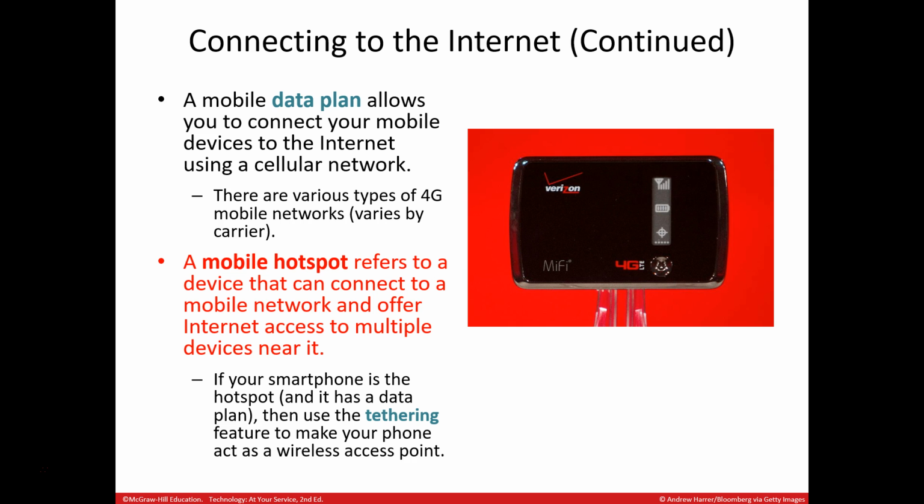How about tethering? Tethering is a feature that makes your phone act as a wireless access point. So you need to check with your provider or your phone to see if you can tether. Let's say you have a friend that wants to have internet from you. You can go to the settings and enable it as a mobile hotspot. So your cell phone or smartphone can serve as a mobile hotspot.